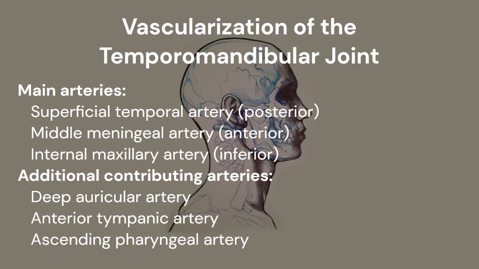The TMJ is richly supplied by a variety of vessels that surround it. The predominant vessels are the superficial temporal artery from the posterior, the middle meningeal artery from the anterior, and the internal maxillary artery from the inferior. Other important arteries are the deep auricular, anterior tympanic, and ascending pharyngeal arteries.